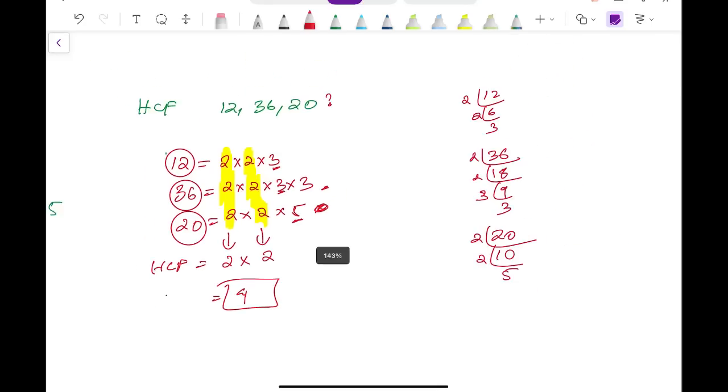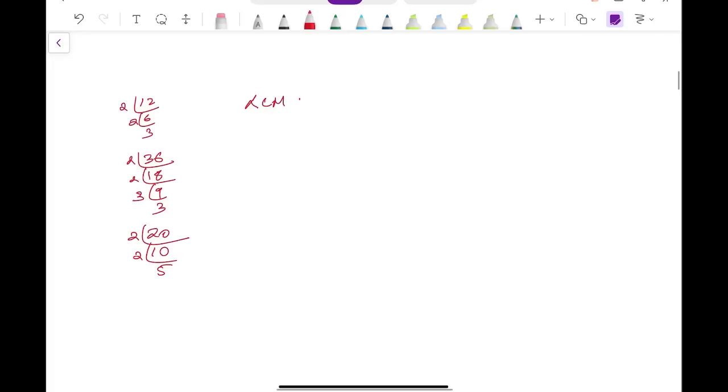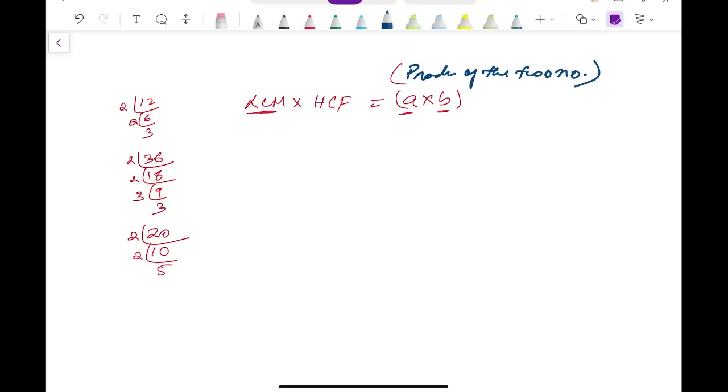Okay, there's one relation which is important. LCM into HCF is nothing but A into B. Let's say you have the LCM of two numbers, which are A and B. In place of these two, if I am to write in brackets, I can write it like this. LCM into HCF is nothing but the product of the two numbers. But remember, this is applicable only for two numbers. So the question can be formed this way.